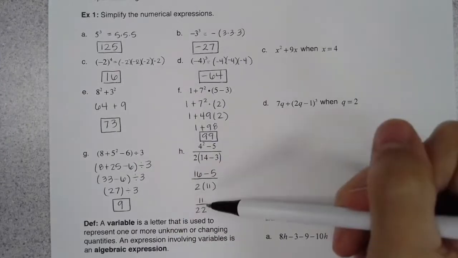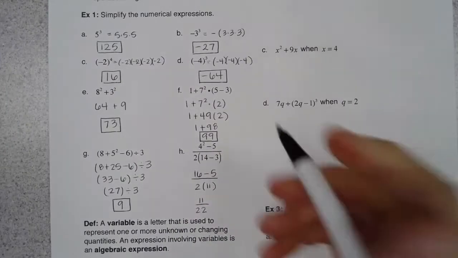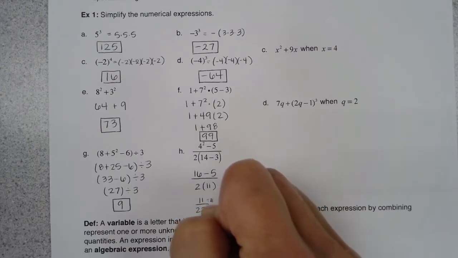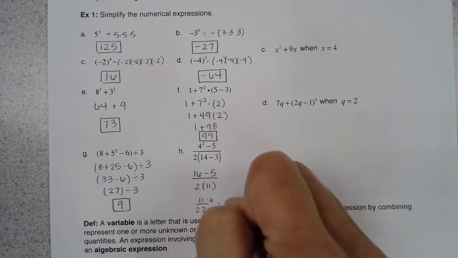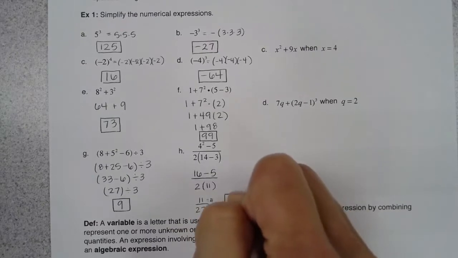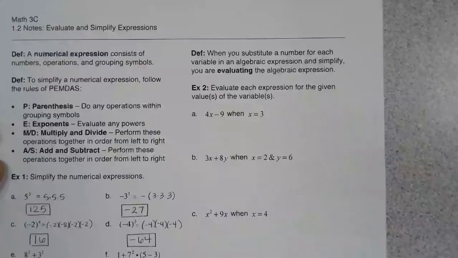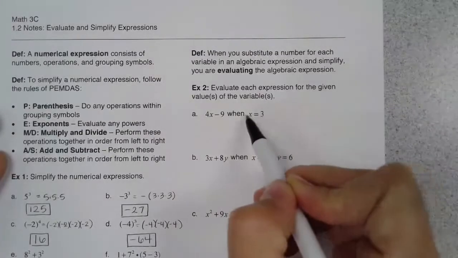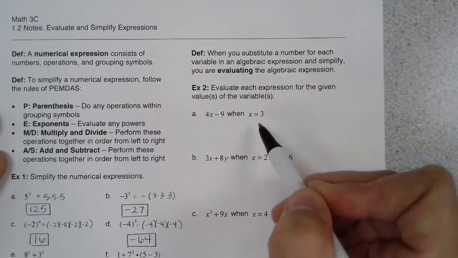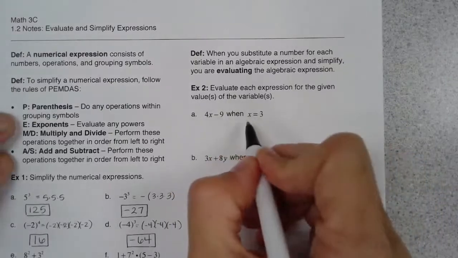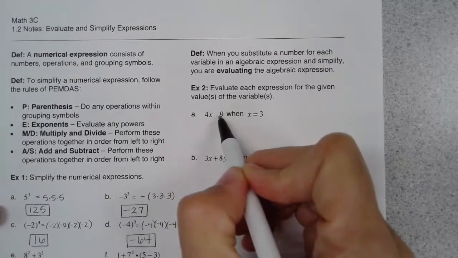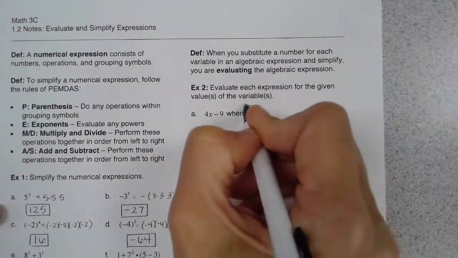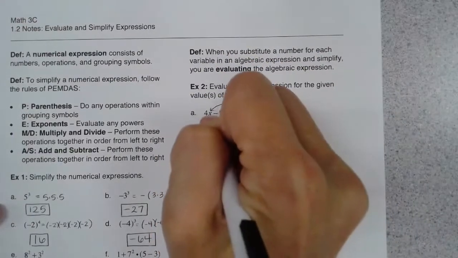And then this is what I was saying. Make sure that you simplify this at the end. 11 over 22. I can divide both of these by 11. And so I'll get 1/2 as my simplified answer for this problem. When you evaluate an expression, you take the given value for whatever variable or variables are in the problem and you substitute it. So it says evaluate 4x minus 9 when x equals 3. I won't do this on all the problems, but this number you're going to plug in here for the value for x.